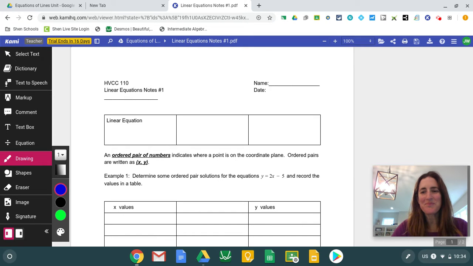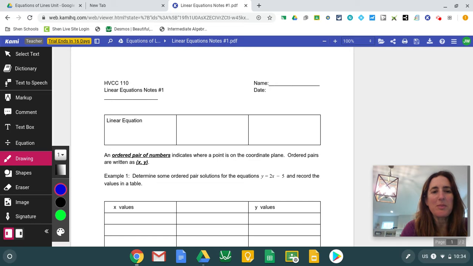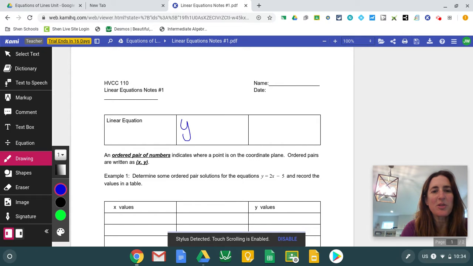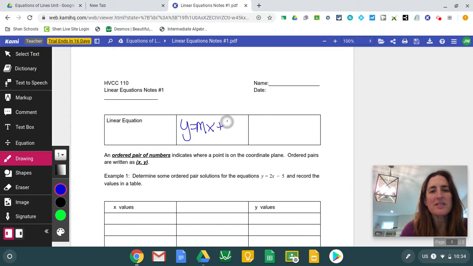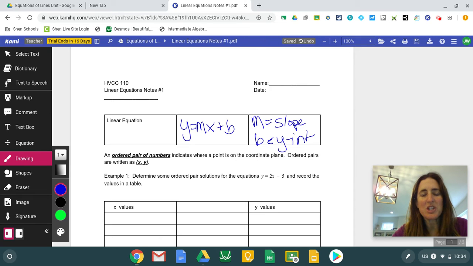I'm so excited. So first of all, our linear equation form that we're going to work with today is our slope-intercept form, which is y equals mx plus b. And m is our slope, or our rise over our run. And our b is our y-intercept. And the y-intercept is where an equation or a graph of a line would cross the y-axis.